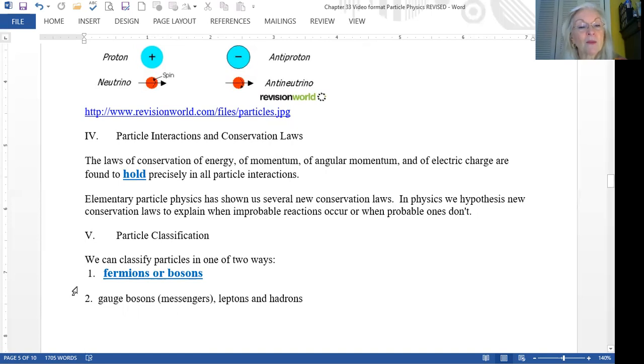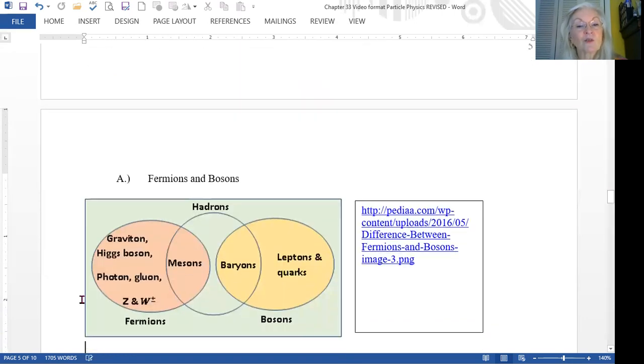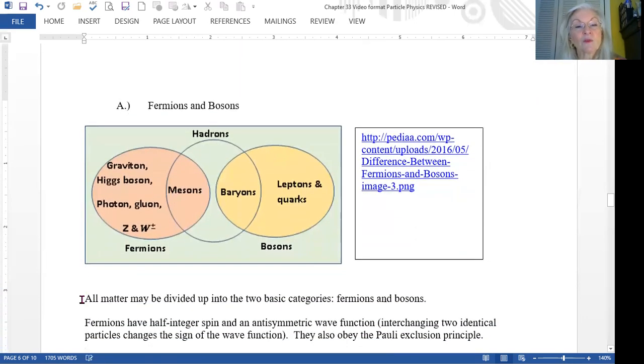We can divide them up into fermions and bosons. That's one classification. Or into gauge bosons, leptons, and hadrons, and that's the second classification. So let's look at these just for a second. We won't do a lot with them. If we look at fermions and bosons, the pink circle are the fermions, the yellow circle are the bosons. You can see that fermions and bosons, well, mesons are fermions, gluons are fermions, photons are fermions, and so on. Bosons, that's leptons and quarks and baryons. So this is one way to look at things.